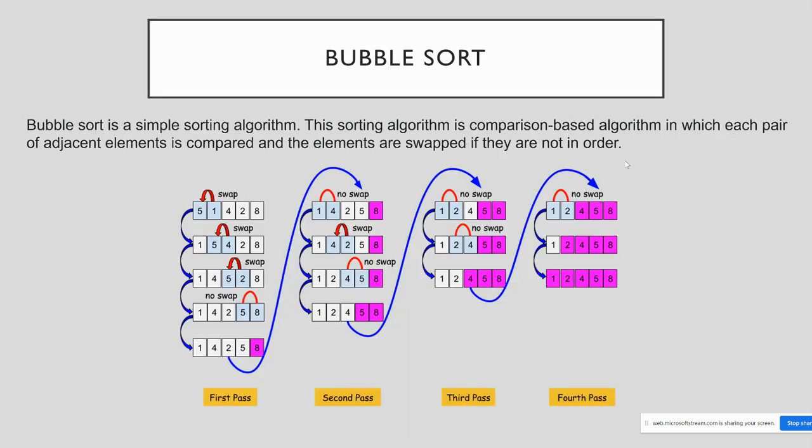Like I said, there are different types of sorting algorithms. We have binary sort, we have bubble sort, and these other ones, but for today we're going to be focusing only on bubble sort. Now, bubble sort is a simple sorting algorithm. It is a comparison-based algorithm, so it just compares, which I'm going to explain to you in a minute. In this algorithm, each pair of adjacent elements is compared and the elements are swapped if they are not in order.